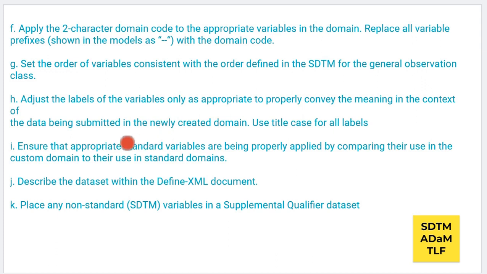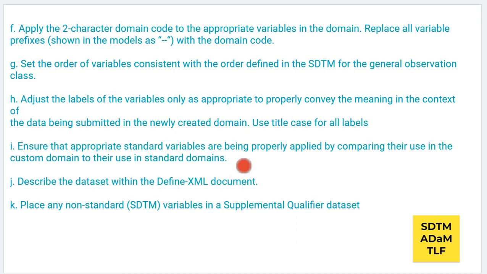Once that is done, just ensure that the variables which you are using are compared in their use in the custom domain to their use in the standard domain. So what does that mean? See, now Findings will be your standard domain. In that, the variables which you are using, you have to compare their use with the variables you are using in your new domain. Basically, the type of information the new variables are conveying should be similar to the variables present in the standard domain.